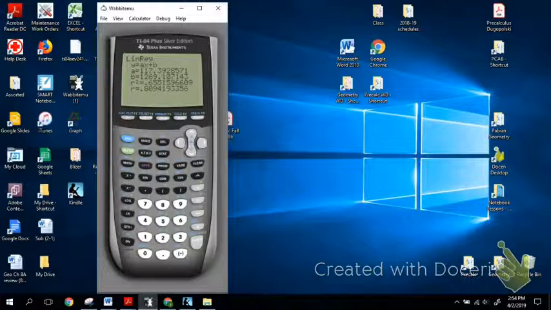Wait, can you repeat that? Yeah. So you're going to go to your stats button, then scroll to calculate, and scroll all the way down to linear regression. Then you're going to hit enter. For some of yours, it'll come up on the home screen. For other people, it's going to come up with other information.